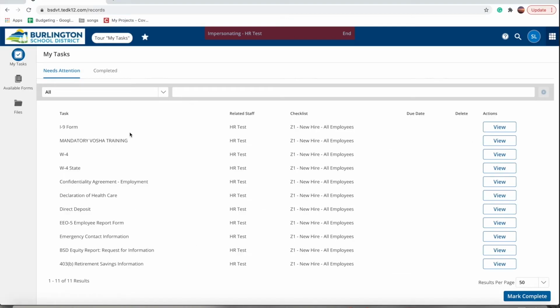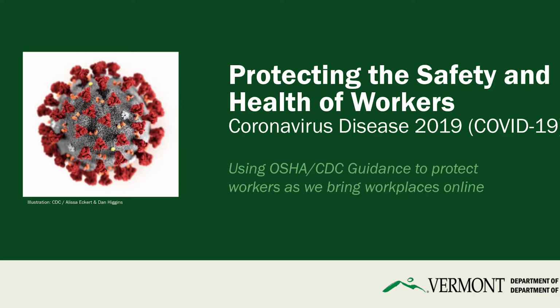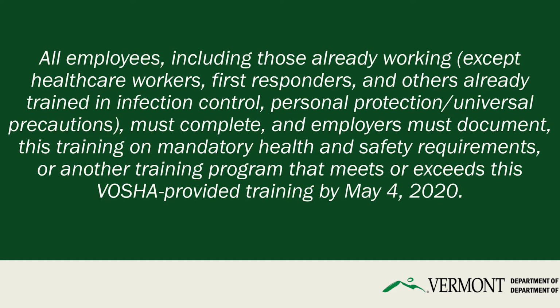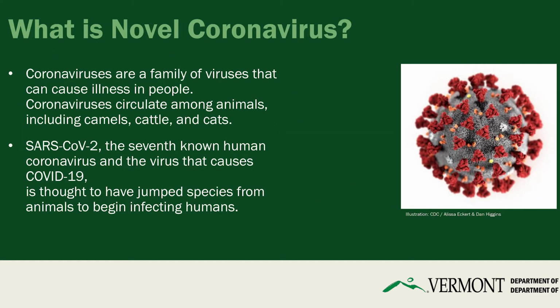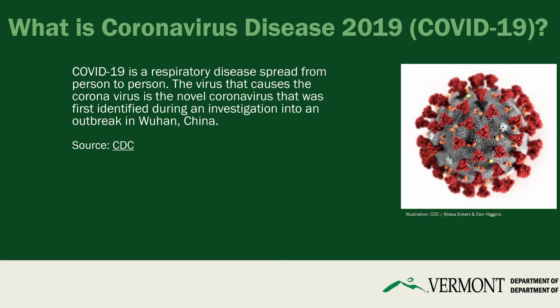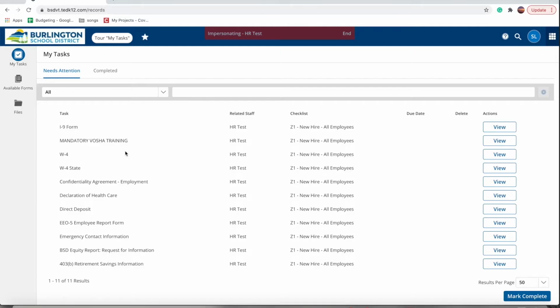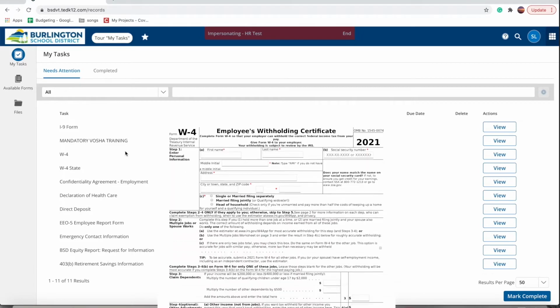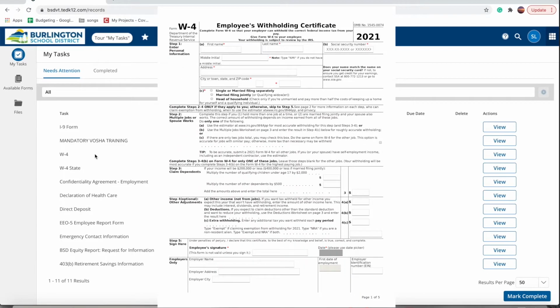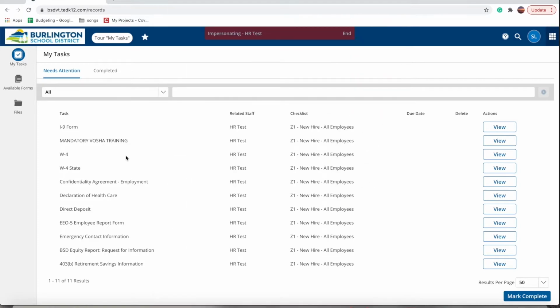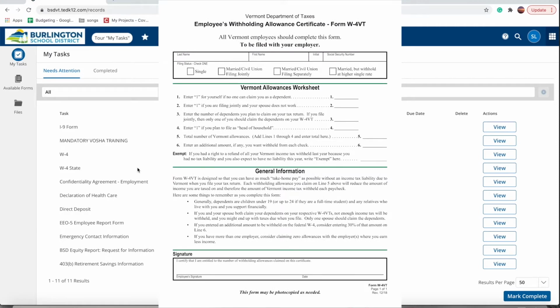The second form is the mandatory VOSHA training form. This is a training that details the appropriate safety measures necessary to work amid COVID. The next form is the W-4 federal. This form tells payroll the amount of tax to withhold from your paycheck, followed by the W-4 Vermont form, which tells payroll the amount of Vermont tax to withhold from your paycheck.